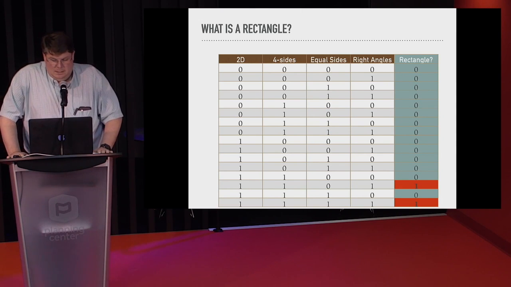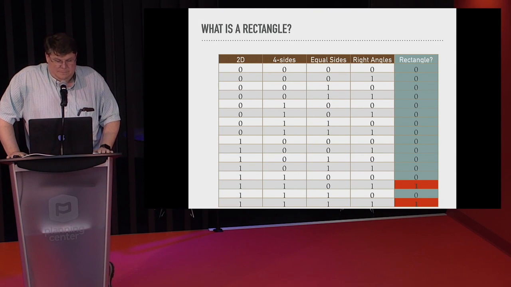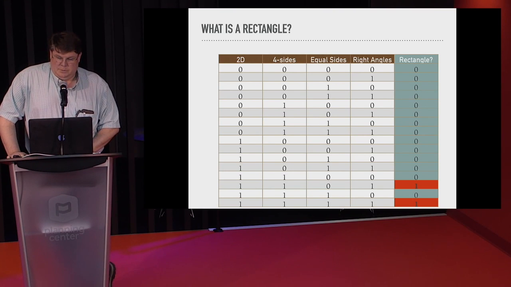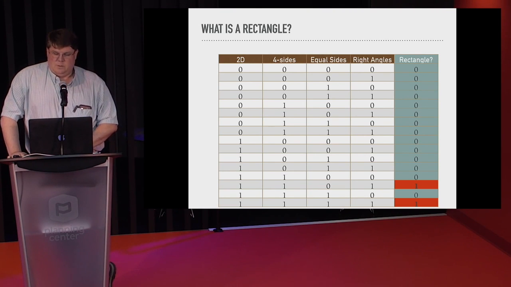We add a column here to keep track of for which combinations of those 4 items the shape is in fact a rectangle, and you can see there are 2 there at the bottom. Turns out they all need to be true, except for that equal sides thing, because, you know, squares are squares, but they're also rectangles. So why am I talking about this?